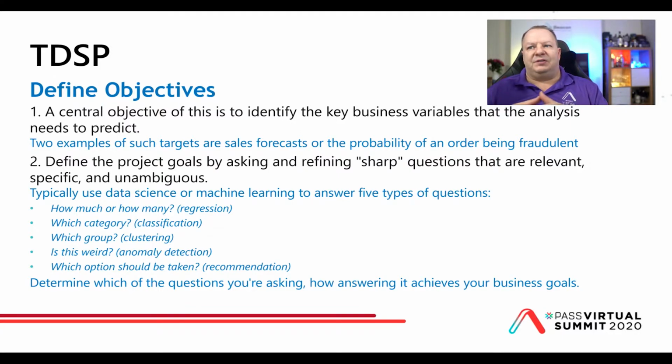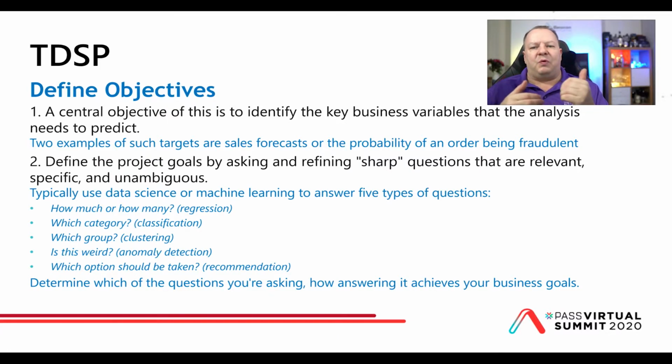We're also going to define the project goals by making it a bit more succinct in terms of what we're trying to do here. So it's very unambiguous. We've got five types of questions. How much or how many? That requires a regression type approach. Which category? That will be a classification. Which group is a clustering type. Is this weird? Anomaly detection. And what options should be taken is a recommendation.